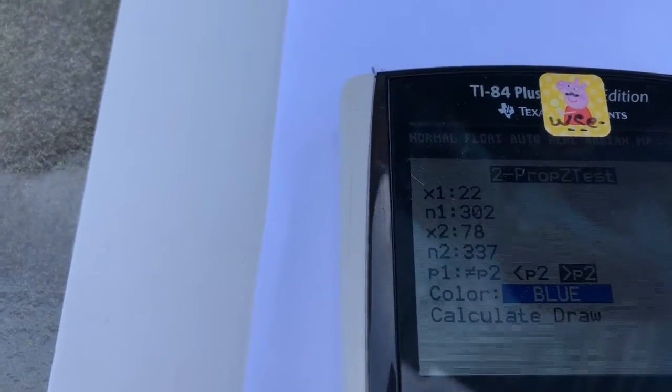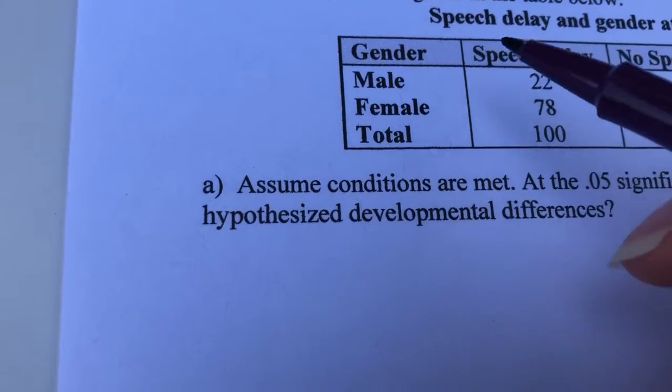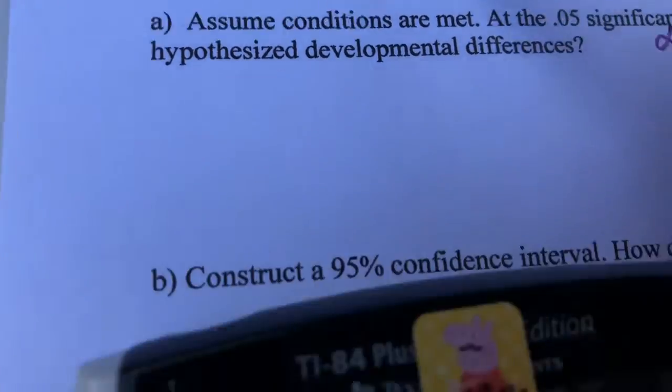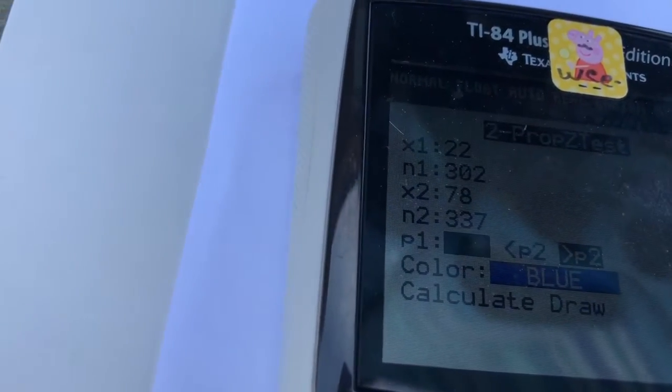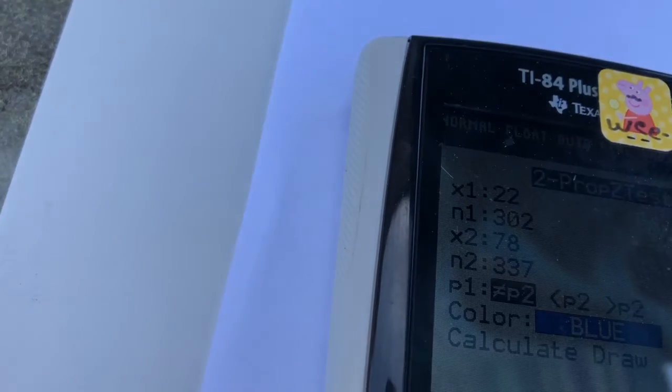We're looking for evidence of developmental differences. So they don't care which way, greater than or less than, right? So any difference at all. So I'm going to choose the does not equal to option. Boom. All right, so here we go.